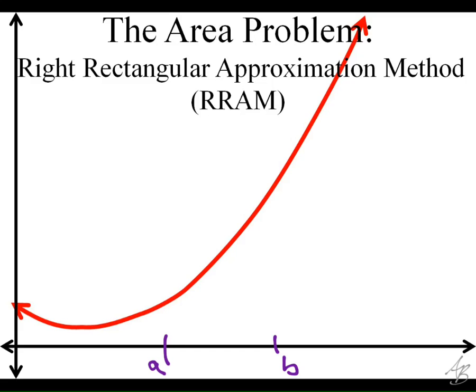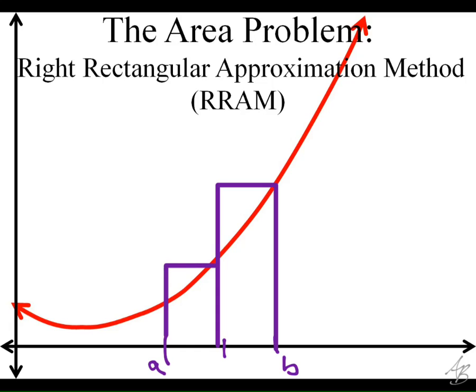We'll divide it into 2 rectangles, just to make it easier for me to draw. So this time we're going to go to the right edge of each interval and use that right edge as the height of the rectangle. Now, quick question. How could I find the height of this rectangle here? I say I'm going to use the right edge of the interval to find the height, but what would I actually do to find the height of that rectangle?